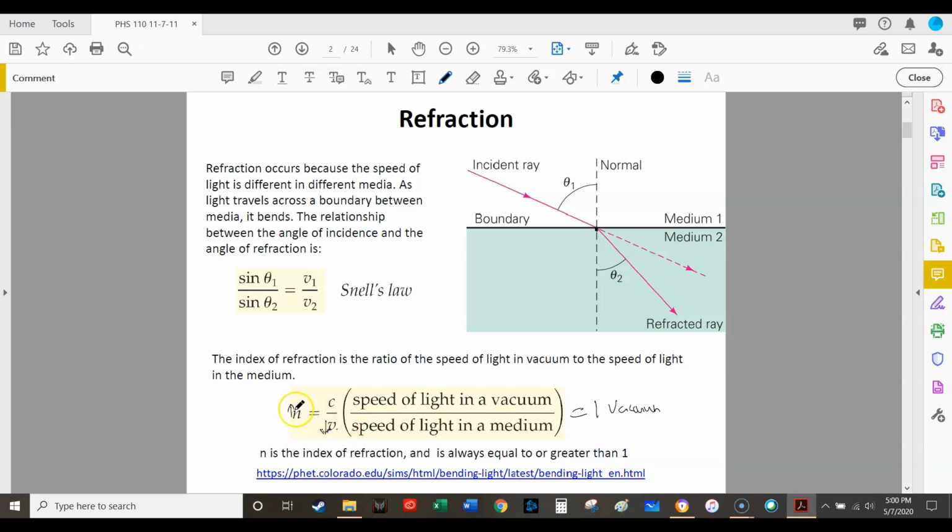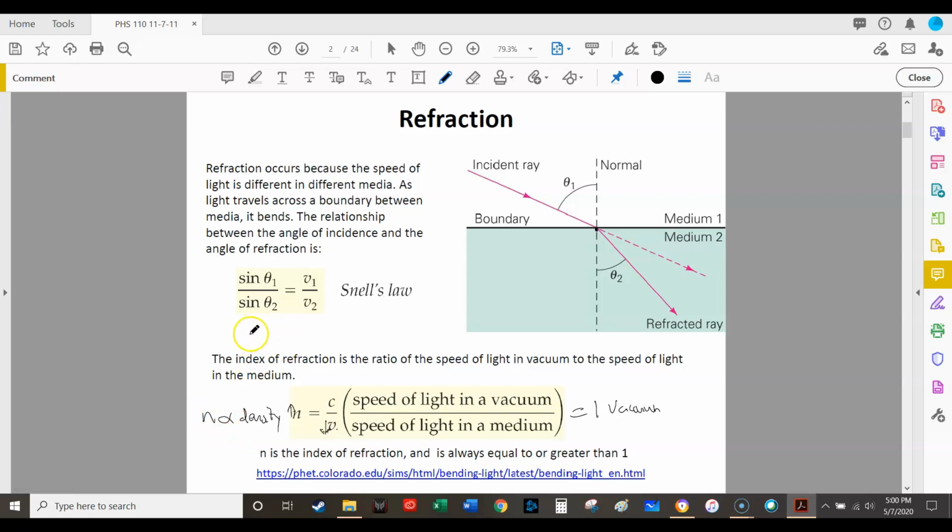My point is that if your speed is really low, your index of refraction is going to be large. So in a way, the index of refraction is kind of analogous to density. It's almost like the density of that transparent medium. The more dense the transparent medium is, the higher that index of refraction is.